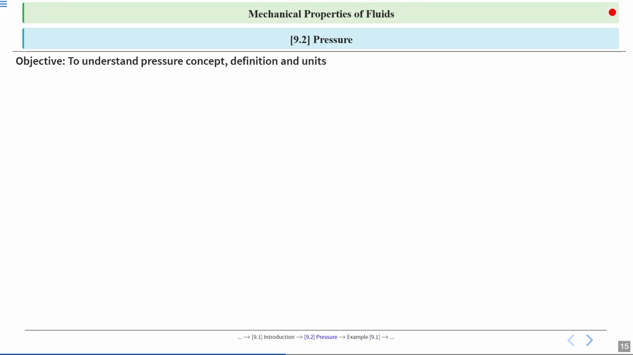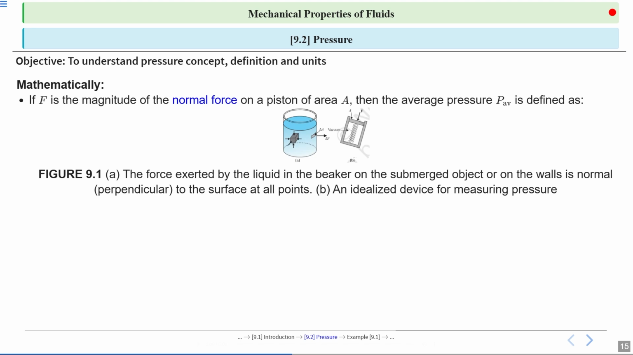Now, let's see this mathematically. So, we define average pressure. If F is the magnitude of the normal force on a piston with area A, then the average pressure P average is F divided by A.